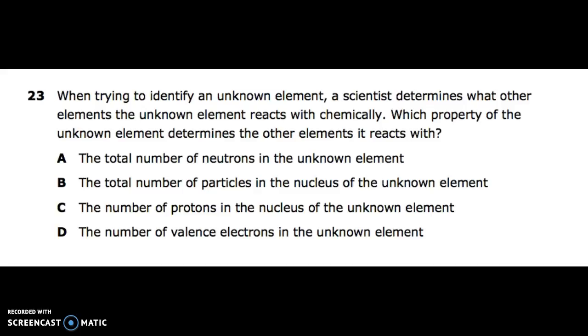Number 23. When trying to identify an unknown element, a scientist determines what other elements the unknown element reacts with chemically. Which property of the unknown element determines the other elements it reacts with? A. The total number of neutrons in the unknown element. B. The total number of particles in the nucleus of the unknown element. C. The number of protons in the nucleus of the unknown element. D. The number of valence electrons in the unknown element.